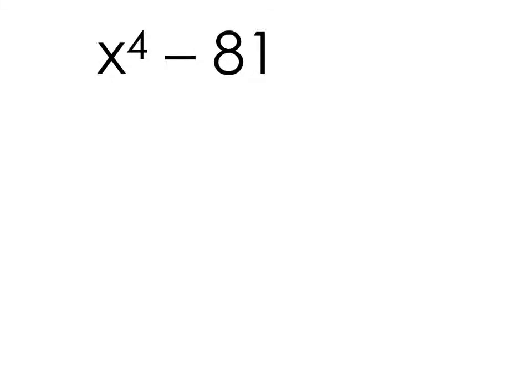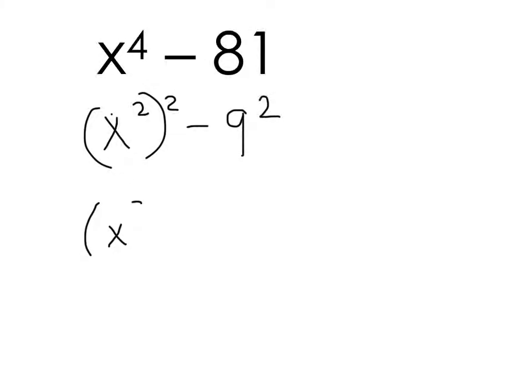x to the fourth minus 81. There are two terms. This is x squared squared minus 9 squared, the difference of perfect squares. So we have x squared plus 9 times x squared minus 9.